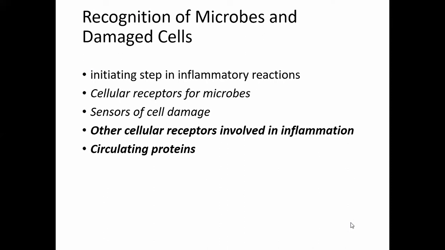So, other cellular receptors are involved in inflammation. These receptors recognize the microbes coated with antibodies and complement, and they promote ingestion and destruction of the microbes as well as inflammation. And then the circulating proteins, the complement system, react against the microbes and produce mediators of inflammation. The circulating protein called the mannose binding lectin recognizes the microbial sugars and promotes ingestion of the microbes and the activation of the complement system.